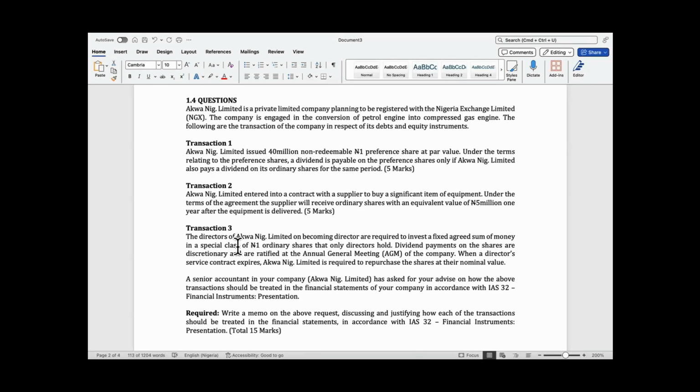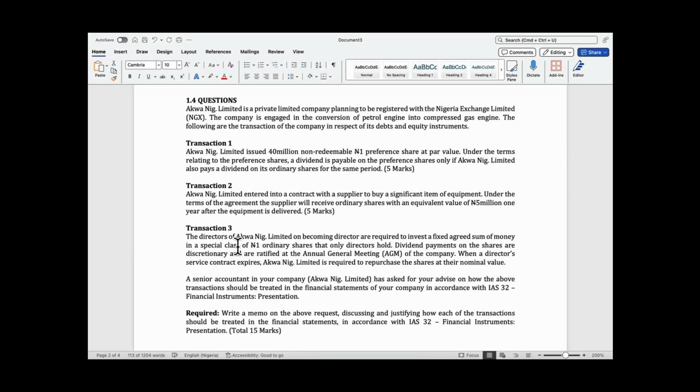Transaction 3. The directors of Aqua Nigeria Limited, on becoming director, are required to invest a fixed agreed sum of money in a special class of 1 naira ordinary shares that only directors hold. Dividend payments on the shares are discretionary and are ratified at the annual general meeting of the company. When a director's service contract expires, Aqua Nigeria Limited is required to repurchase the shares at their nominal value.